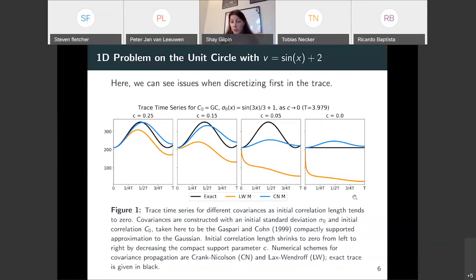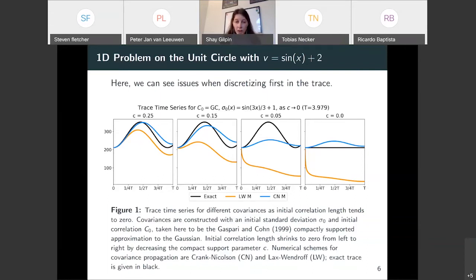In each of these panels, we're looking at 3 different curves. The black curve corresponds to the exact trace as it evolves over time, and the 2 colored curves correspond to the numerical schemes that we use to propagate our covariances. In orange, we have a Lax-Wendroff scheme, and in blue, we have a Crank-Nicolson scheme. Right away, we can see that our numerics are not capturing the trace very well.